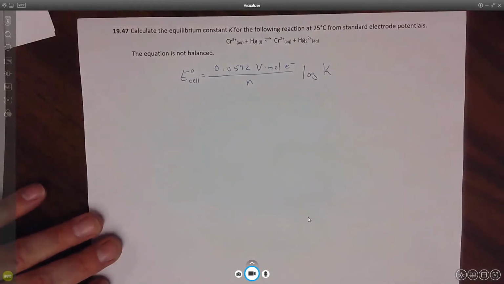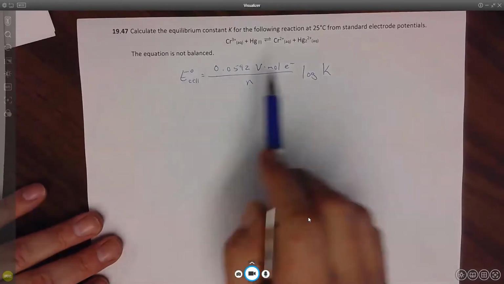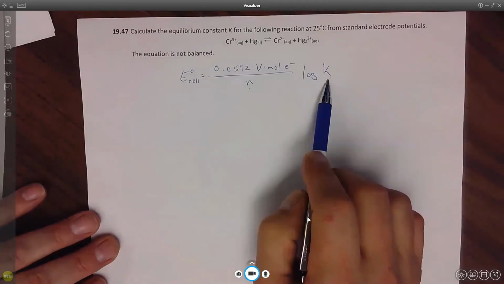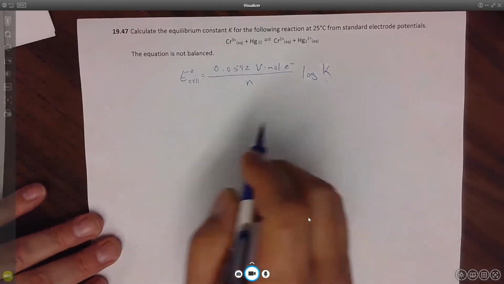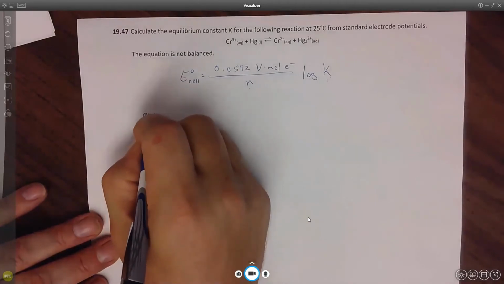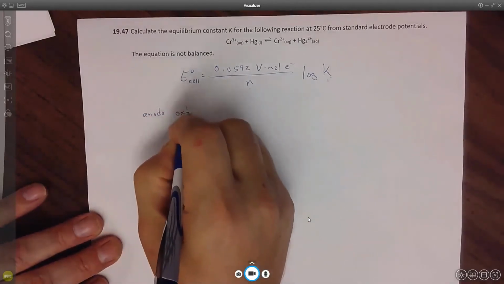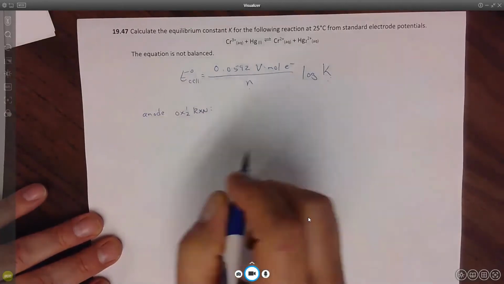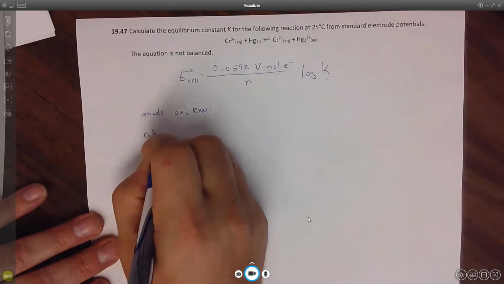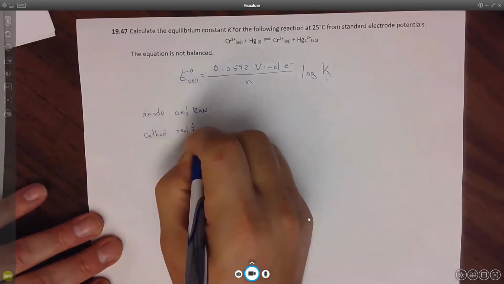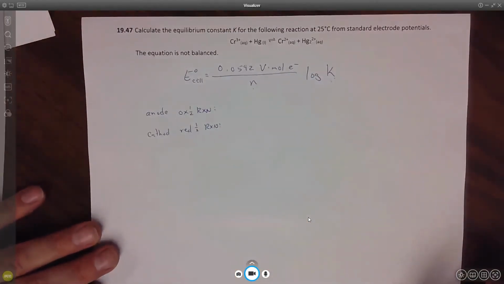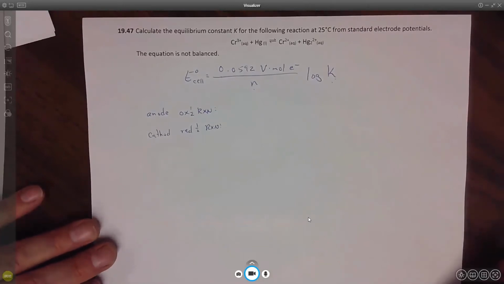So again, we're going to need the number of moles of electrons transferred, and we're going to need the cell potential because we're solving for K. So again, the only way to do that is to balance the chemical reaction. So again, at the anode, we have the oxidation half reaction. And at the cathode, we're going to have the reduction half reaction. Now, before I do that, I need to know what is the cathode and the anode. How would I determine what the cathode and the anode is?